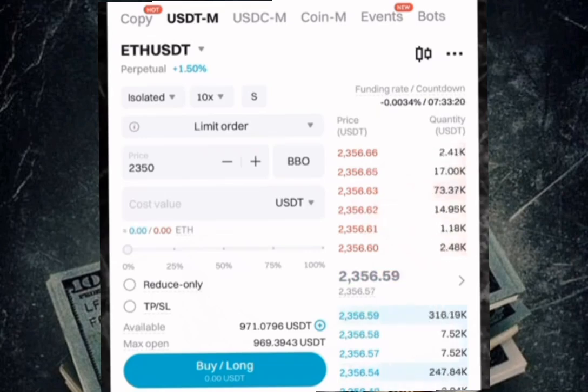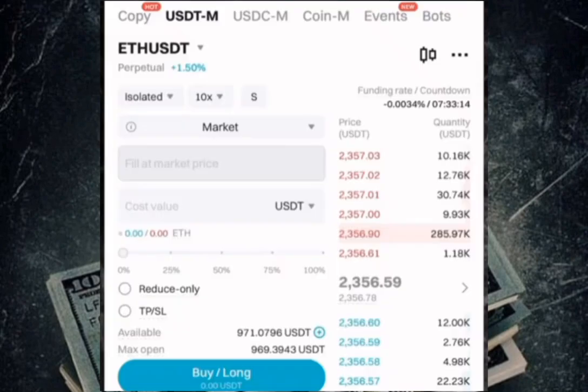But what of market order? I click on market. Now, market means that you want to enter the trade instantly. You want to enter the trade at the current price of the market. I hope you understand. So you can see right here, once you pick market, where it says fill at market price. That's when you're entering at the market price.